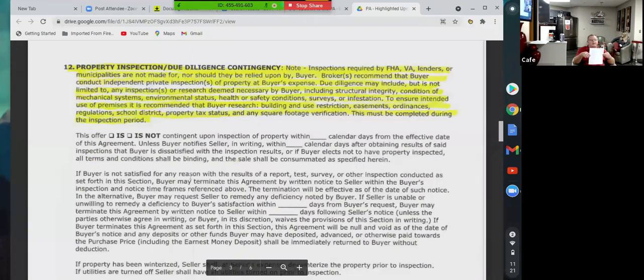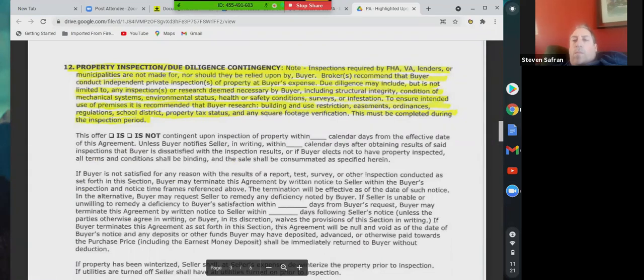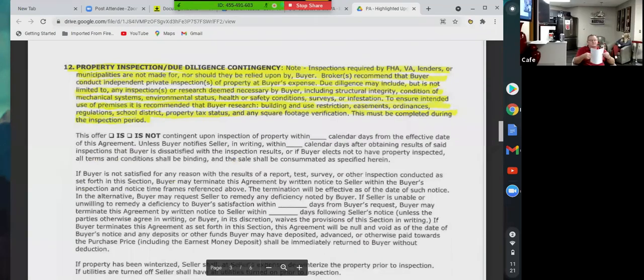This next paragraph on the inspection, we kind of changed it to inspection/due diligence because it's not just about an inspection. And it goes on to say, note, inspections required by FHA, VA lenders, or municipalities are not made, nor should they be relied upon by sellers, or I'm sorry, relied upon by brokers or buyers. I'll get it right. Brokers recommend that buyers conduct independent private inspections of property at buyer's expense.